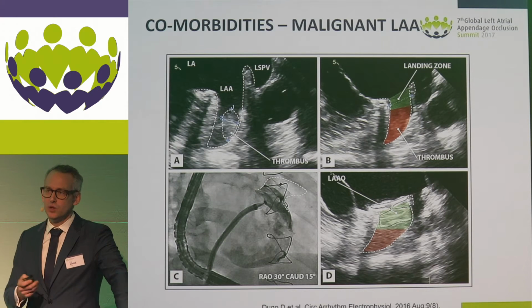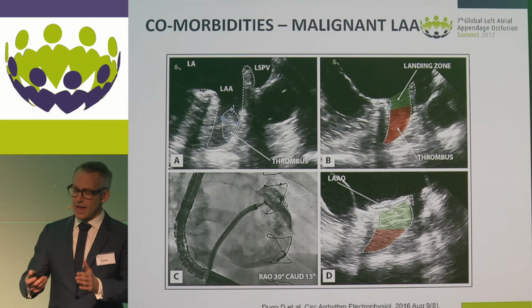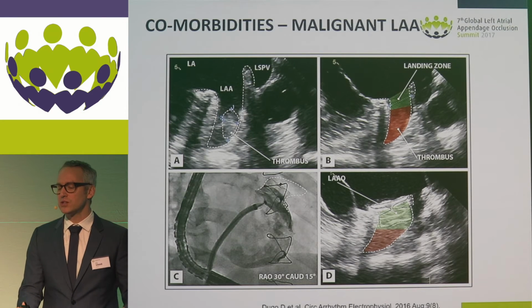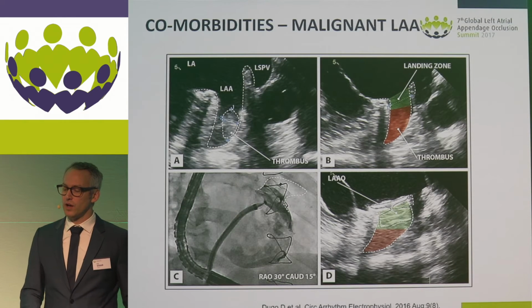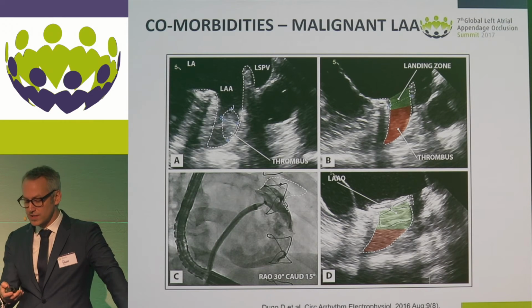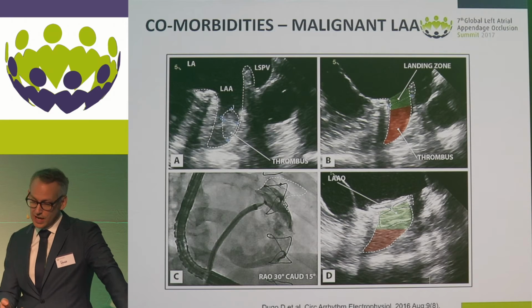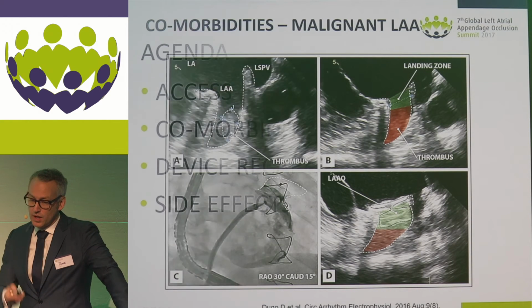So we just used an ultrasound-guided entrance or navigation to the LAA with the partially opened occluder and then put it on top of the thrombus, and you see the result here. Patient was discharged uneventful. So bailout LAA occlusion in a malignant LAA.